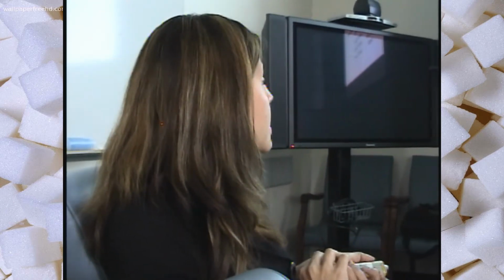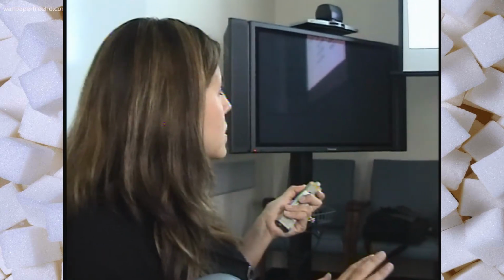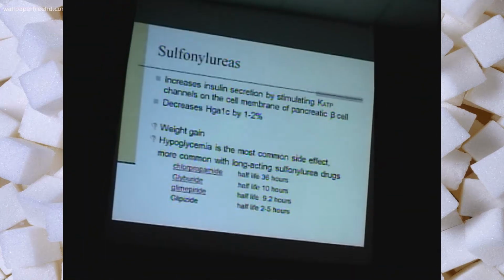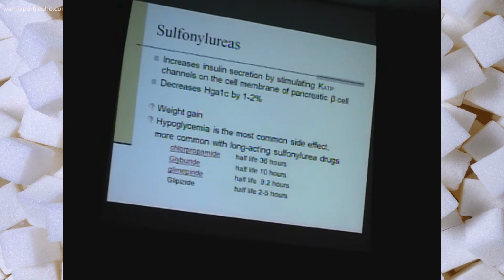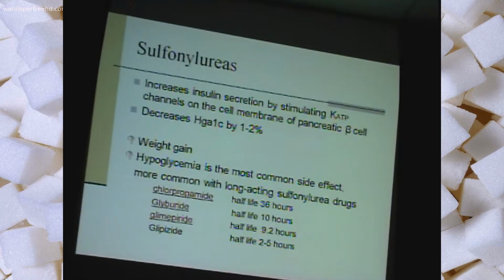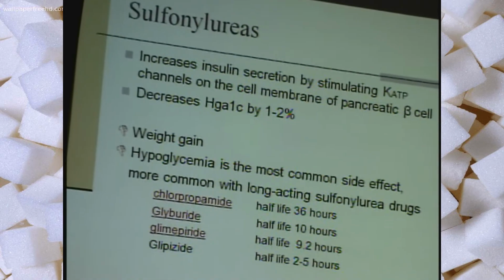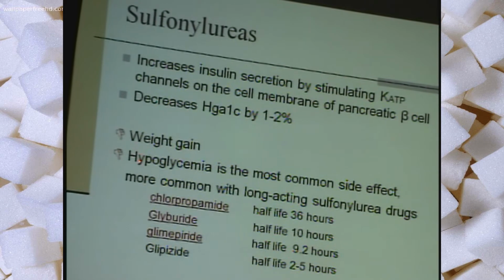For sulfonylureas, well, we all know the mechanism of action. It decreases hemoglobin A1C somewhere between 1 and 2%. The downsides of sulfonylureas are the weight gain they can cause, and it's mainly because, since it's an insulin secretagogue and insulin is a growth factor, it can induce weight gain.